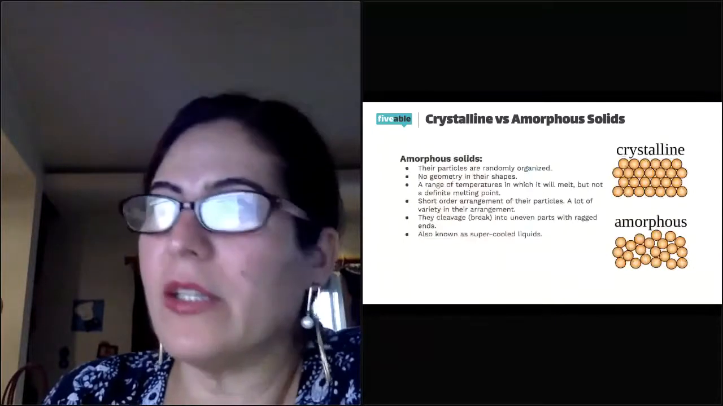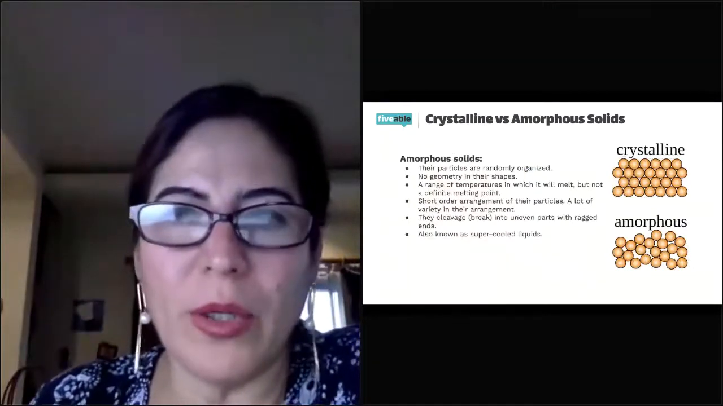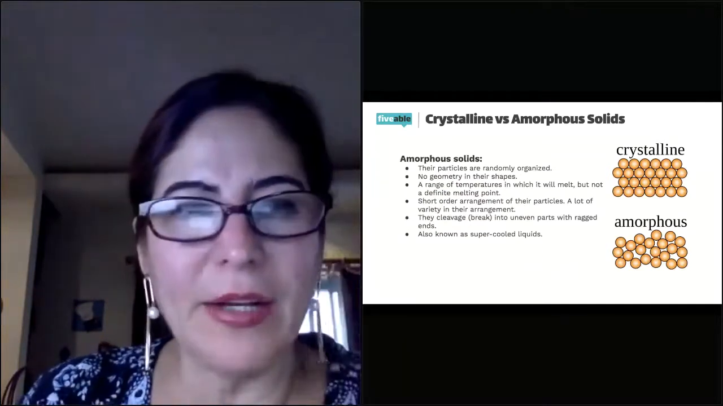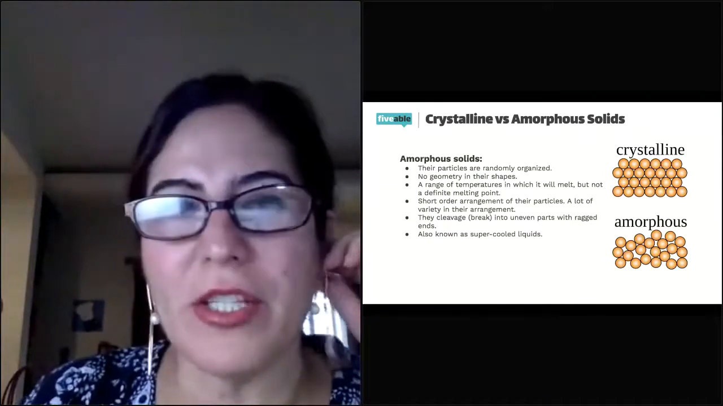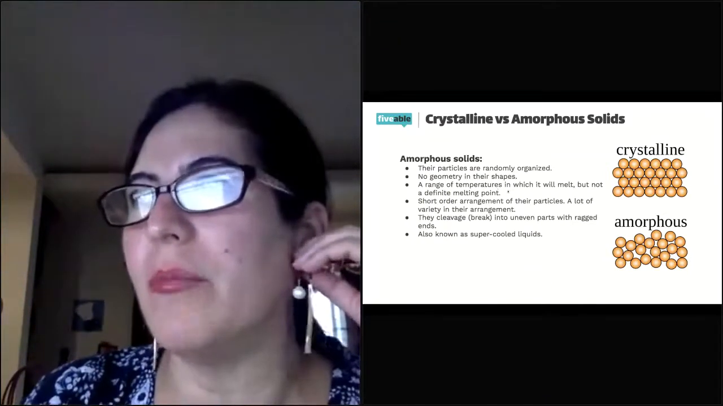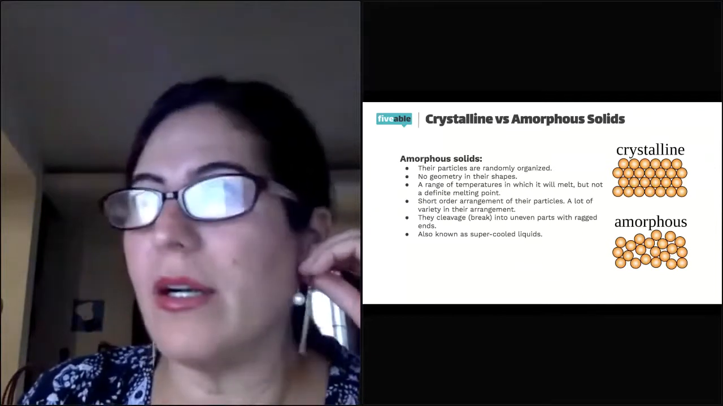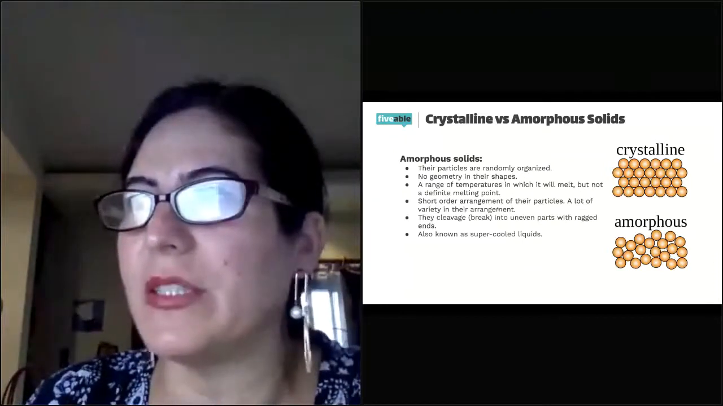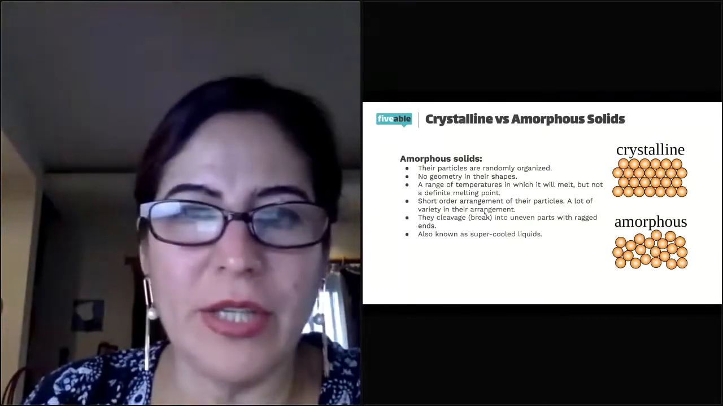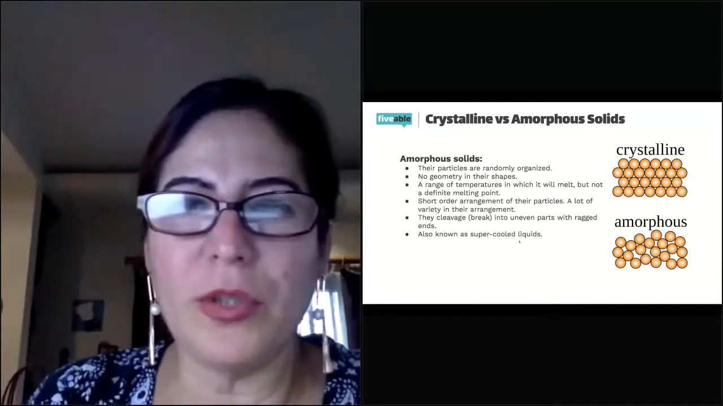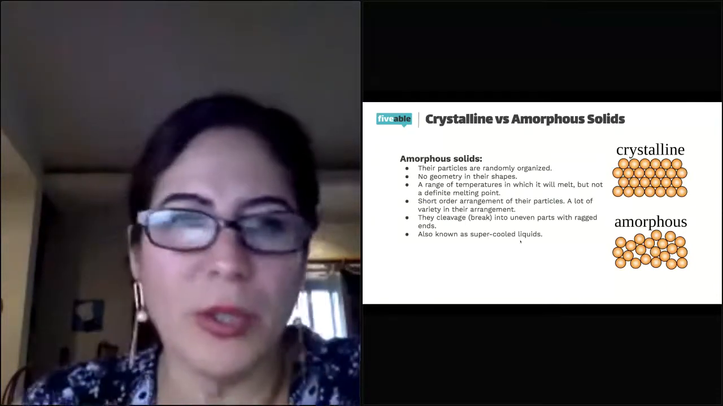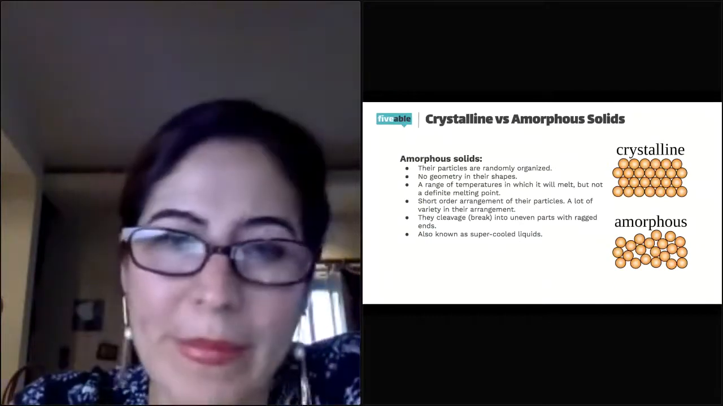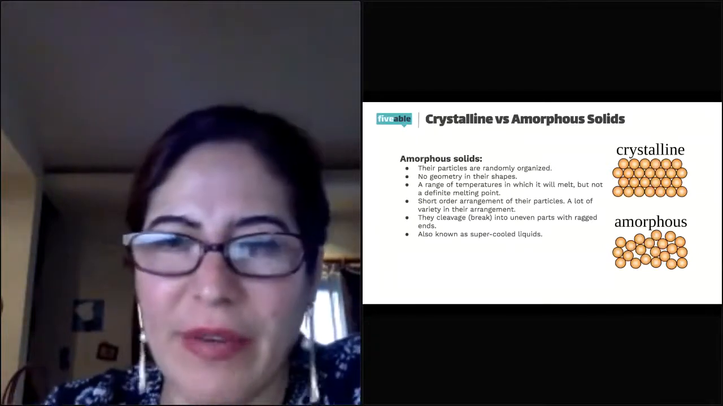Amorphous solids, on the other hand, their particles are randomly organized. They don't have any particular geometry in their shape. They don't have a specific melting point. They have a range of temperatures in which they will boil or melt. Their order of arrangement is short-range, and it can change. They cleave or break into uneven parts, and they're also known as supercooled liquids. Could you think of a solid that has these characteristics? Could you think of an example?